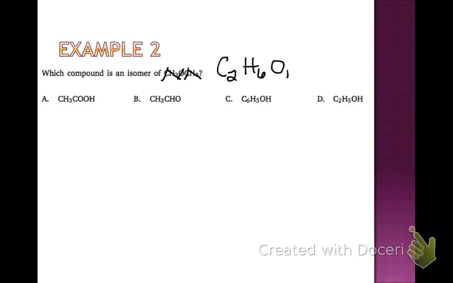So one of the choices from A, B, C, or D should match up to the same molecular formula. So pause me right now, go ahead and fill in the number of carbons, hydrogens, and oxygens for each one of the choices.